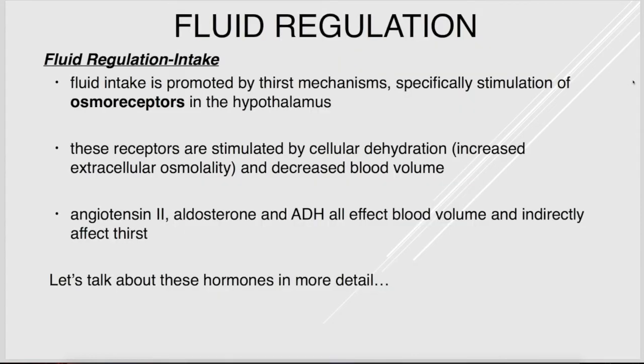Okay, then we talked about fluid regulation as far as intake. So we have receptors in the hypothalamus called osmoreceptors, and they are going to be stimulated by dehydration of cells, by decreases in blood volume or blood pressure, and a couple of other things. Now, there are 3 really important hormones that are involved with fluid regulation: angiotensin II, aldosterone, and antidiuretic hormone. All right, and we talked about the renin-angiotensin-aldosterone system. So let's run through that again.